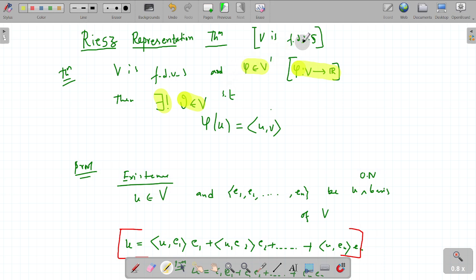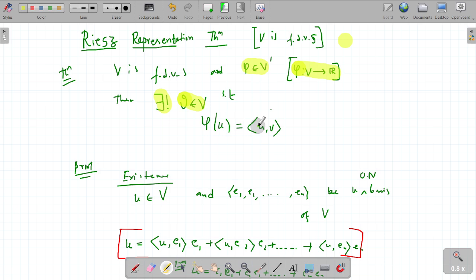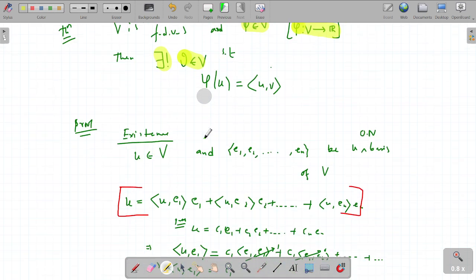So here is a crucial thing that we need. We are doing the theorem for an inner product space. In general, this might not be true. So we need an inner product space for this theorem to work. To prove this theorem, we need to show two things. One is existence of v, and another is uniqueness. So let's talk about existence.